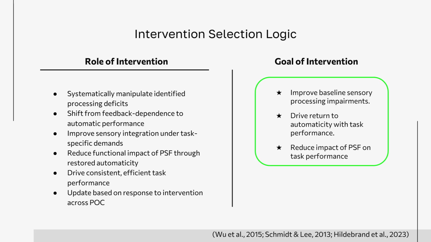On its flip side, the goals of intervention and the logic behind its selection is to improve the baseline sensory processing impairments identified in the evaluation, drive the return to automaticity with task performance, and reduce the impact of post-stroke fatigue on task performance. The role of the intervention is to systematically manipulate the identified processing deficits, start that shift from a feedback dependence to that automated performance. So shortening the gap between the predicted and the actual, improve the integration under task-specific demands, reduce the functional impact of post-stroke fatigue through restoring automaticity, and drive consistent, efficient task performance.